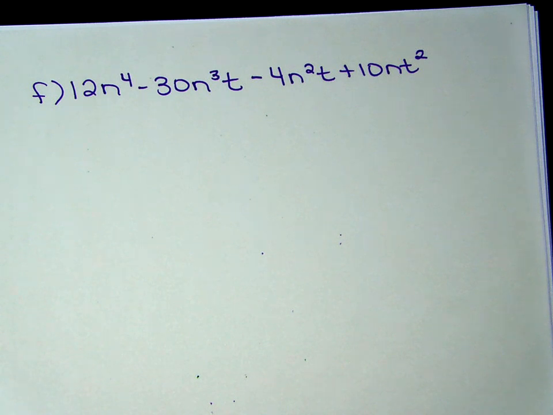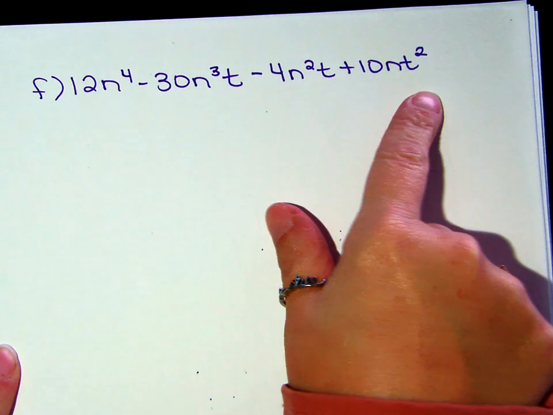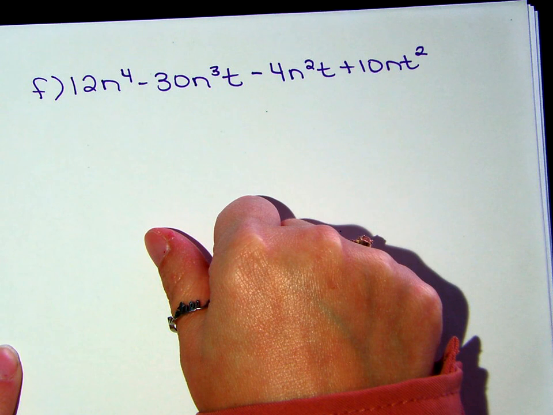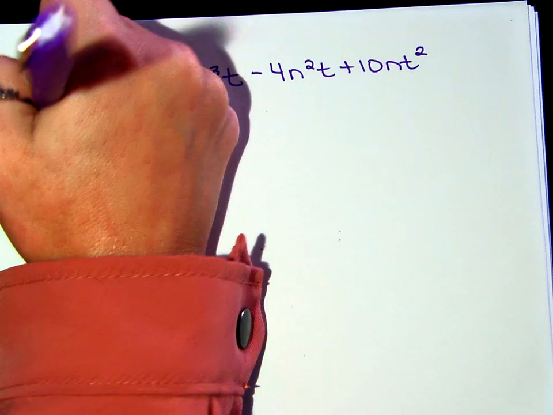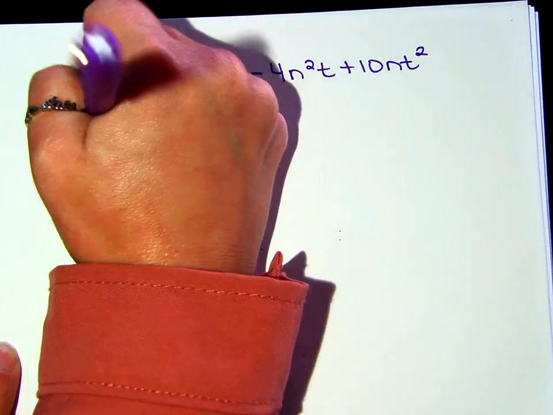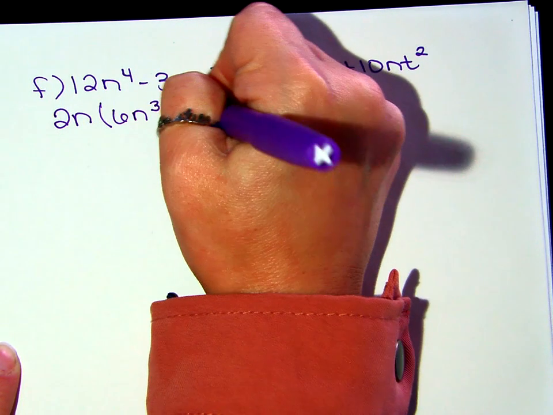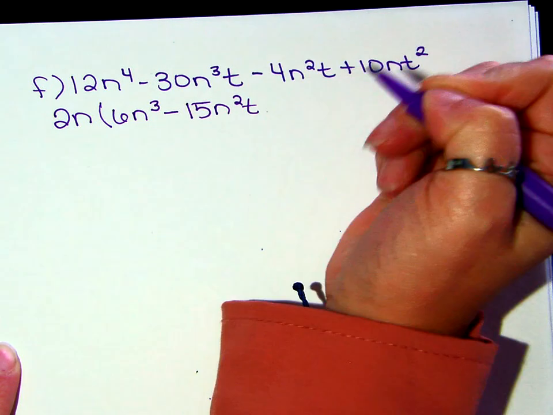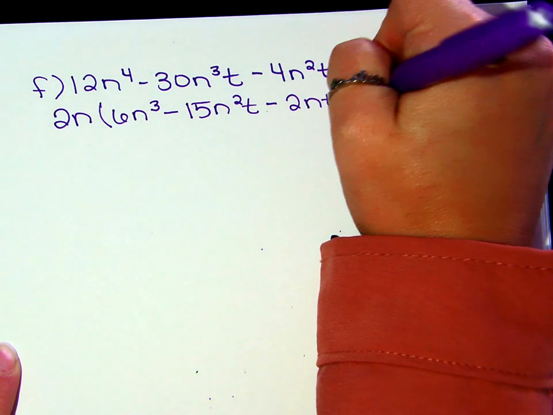So again, I would look overall and say, is there anything that all four of these terms has in common? They all have a 2 because they're all even. Okay. Are there any variables that they all share? They've all got an n. So I'm going to pull out a 2n. And when I do that, that'll leave me with a 6n to the third minus 15n squared t minus 2nt plus 5t squared.